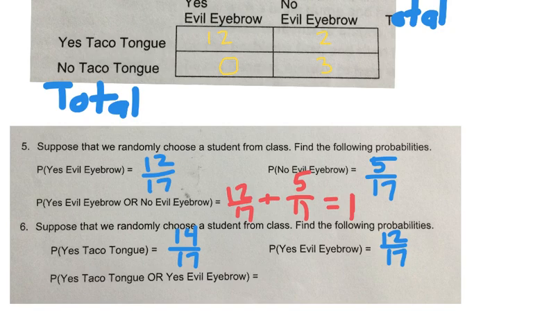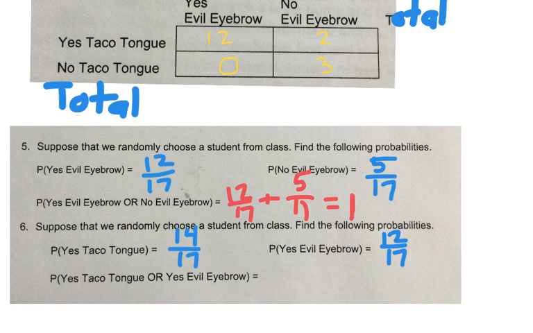Now let's do the same with the other or statement that we have. So again, I got to fill this out. Sorry, can y'all tell I've never taught this before? This is new. I'm winging it as we go. So this is yes to taco tongue, and this is yes to evil eyebrow. Just put EE and TT. What's here? 2, 12, 0, 3.